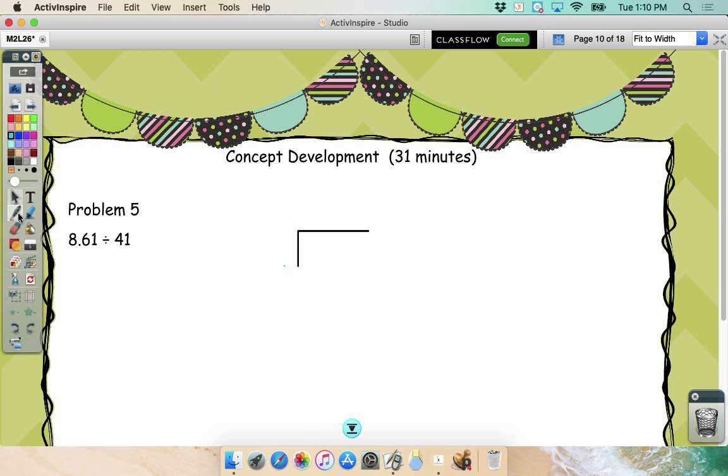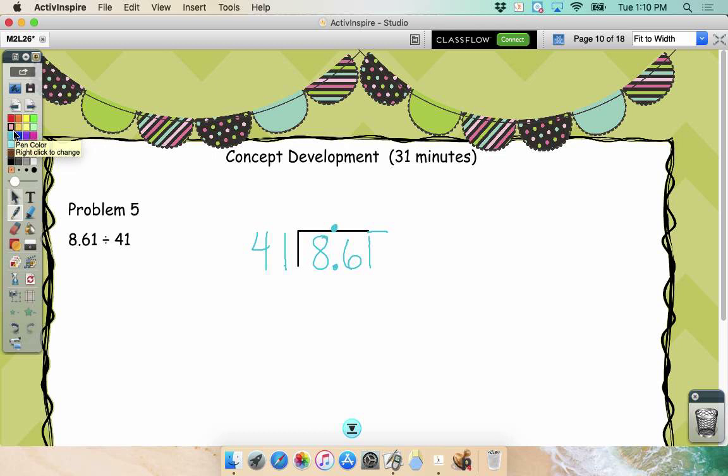All right, so 8.61 divided by 41. Okay, what's my very first step? Ashley, move the decimal up. And I know it goes directly up because 41 is a whole number. Thank you. So now can I forget about the decimal at the bottom? Yeah. Step 2.